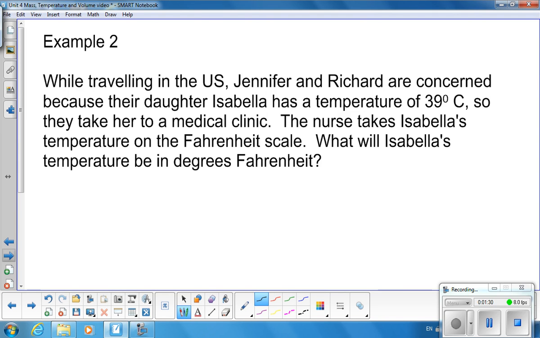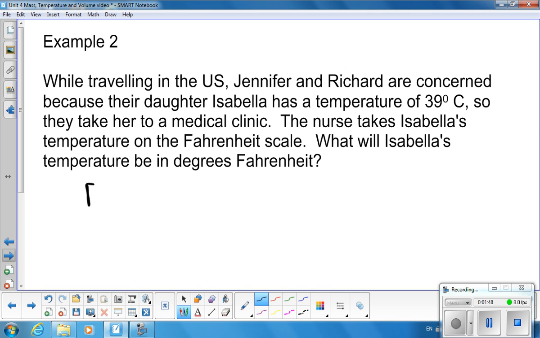While traveling in the US, Jennifer and Richard are concerned because their daughter Isabella has a temperature of 39 degrees Celsius, so they take her to a medical clinic. The nurse takes Isabella's temperature on the Fahrenheit scale. What will Isabella's temperature be in degrees Fahrenheit?